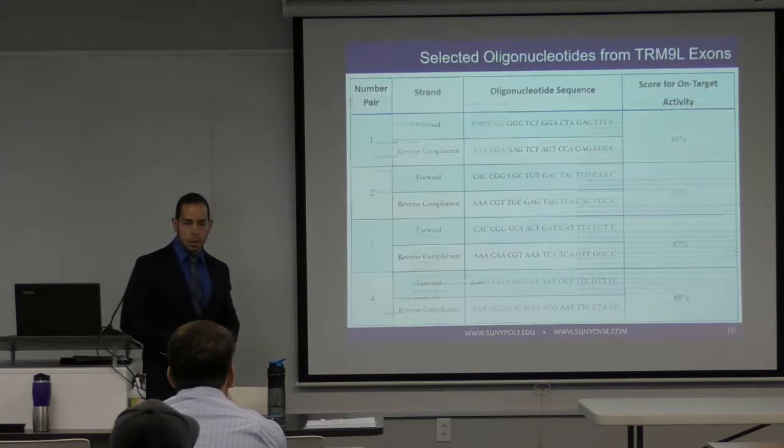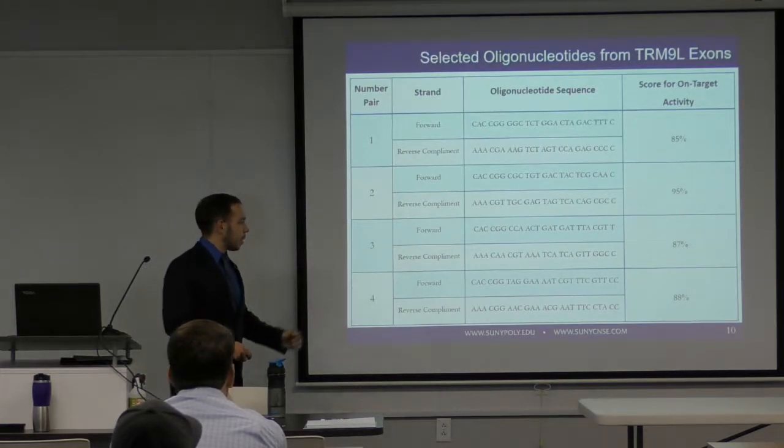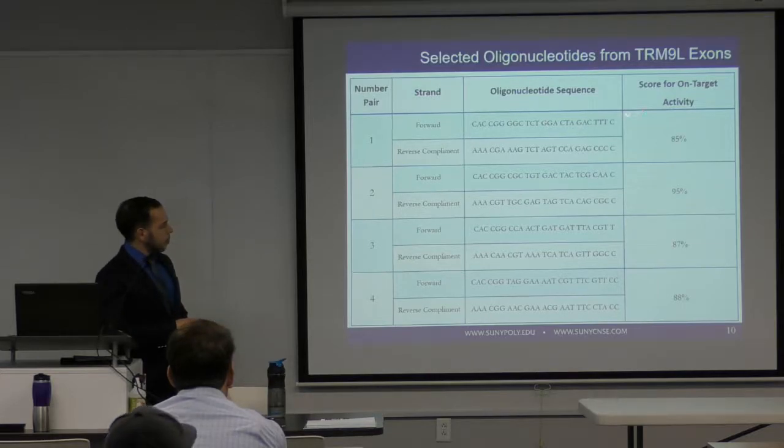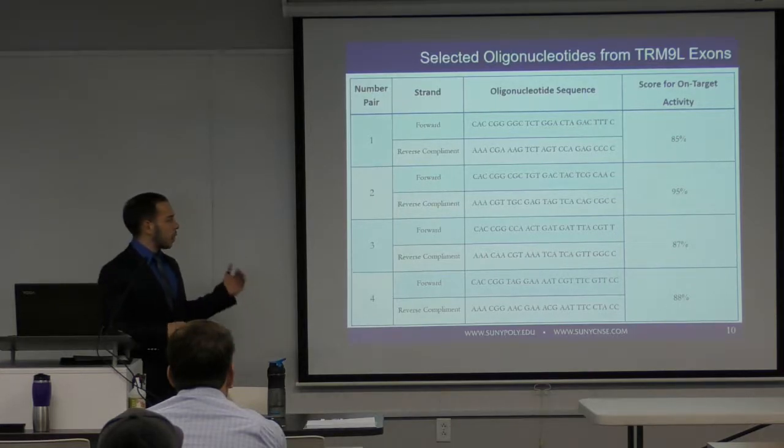We ended up selecting 4 sequences, 2 from the beginning of the exons of TRIM9L and 2 from the end. And we wrote those out for 5' and 3'. Here are the scores that the database gave us. And then we had to synthesize 2 separate strands, so that's what we also had to reverse complement.